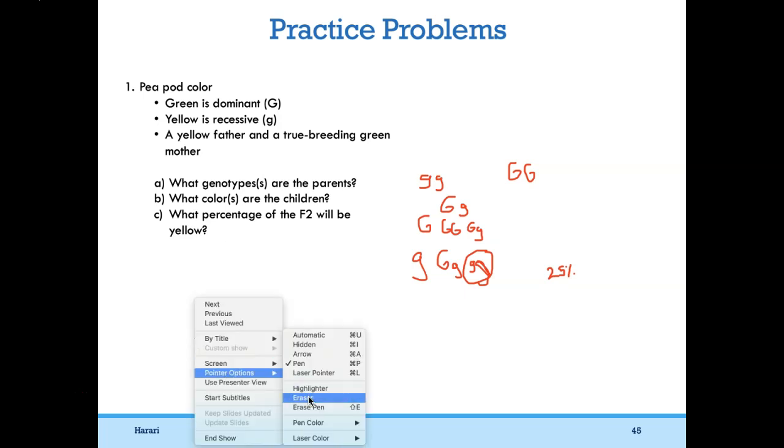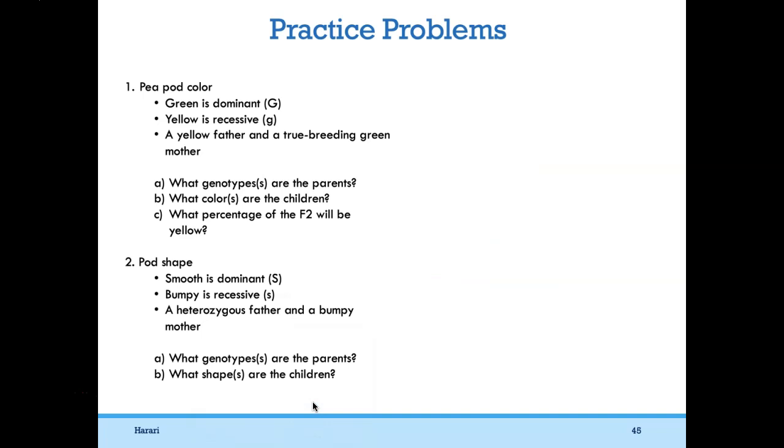So now I want you to try one more example. You can pause here and solve this one. If you have a heterozygous father for pod shape, where smooth pods are dominant over bumpy pods, that must have been a smooth pod father, and a bumpy pod mother. The genotypes must be big S, little s, crossed by little s, little s. What shapes will the children be? So let's do a Punnett square.